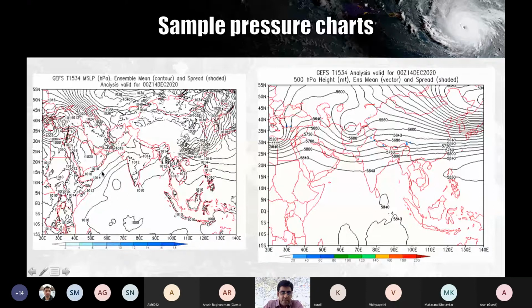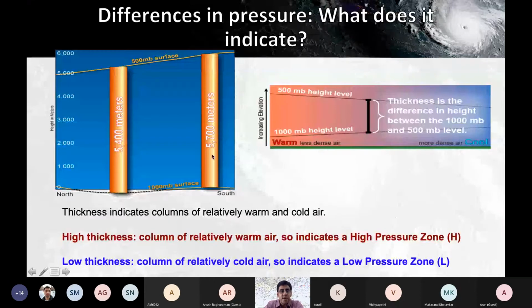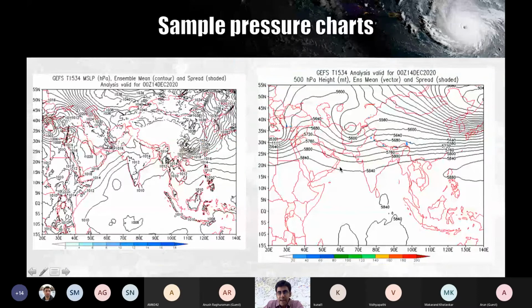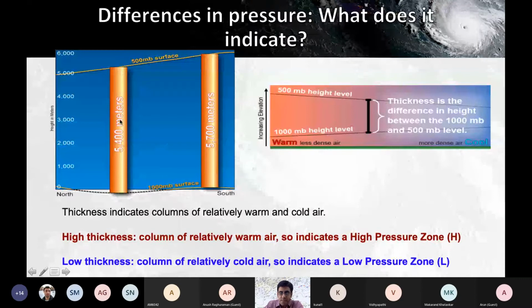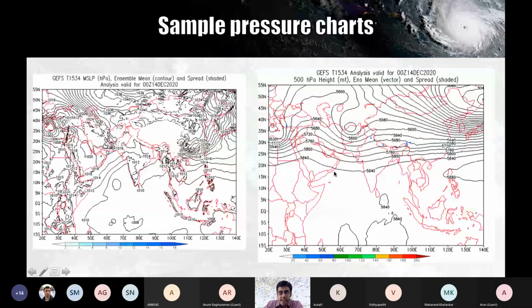Because if the pressure at surface is going to dip, and if the pressure at 500 millibar is going to move up, that means that this height is going to increase. Whereas if this 500 millibar line is going to dip down, that means that the height is going to reduce. That means that there is a chance of low pressure formation. That's exactly what has happened. There is a low pressure which has formed here.